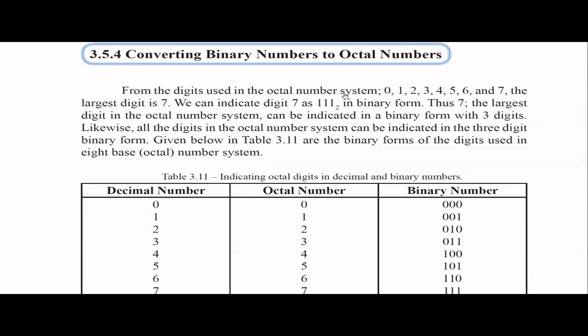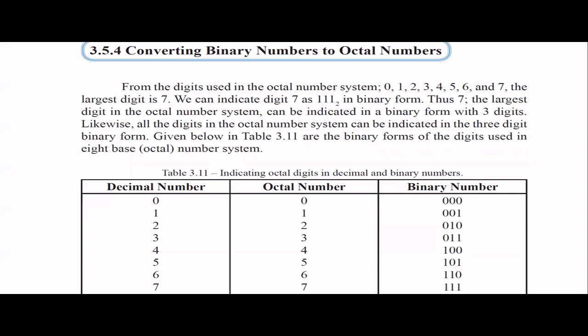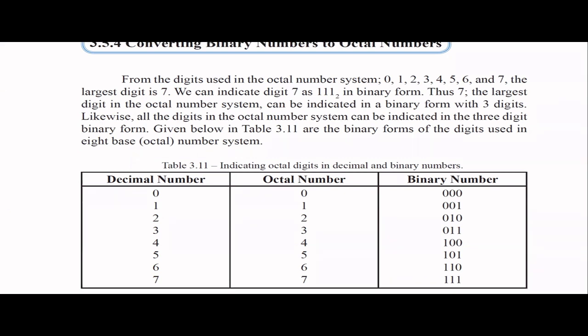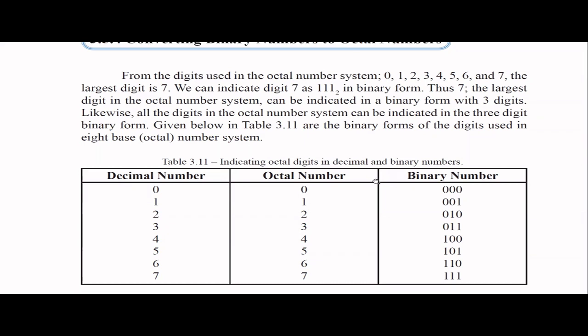In the octal number system, we use the digits 0, 1, 2, 3, 4, 5, 6, 7, up to 7, right? So 7 we can write as 1 1 1. That means 7 is the largest digit in the octal number system, and we can write it in binary form with 3 digits. So we can write all the numbers with 3 digits like that. So this is the table for that.